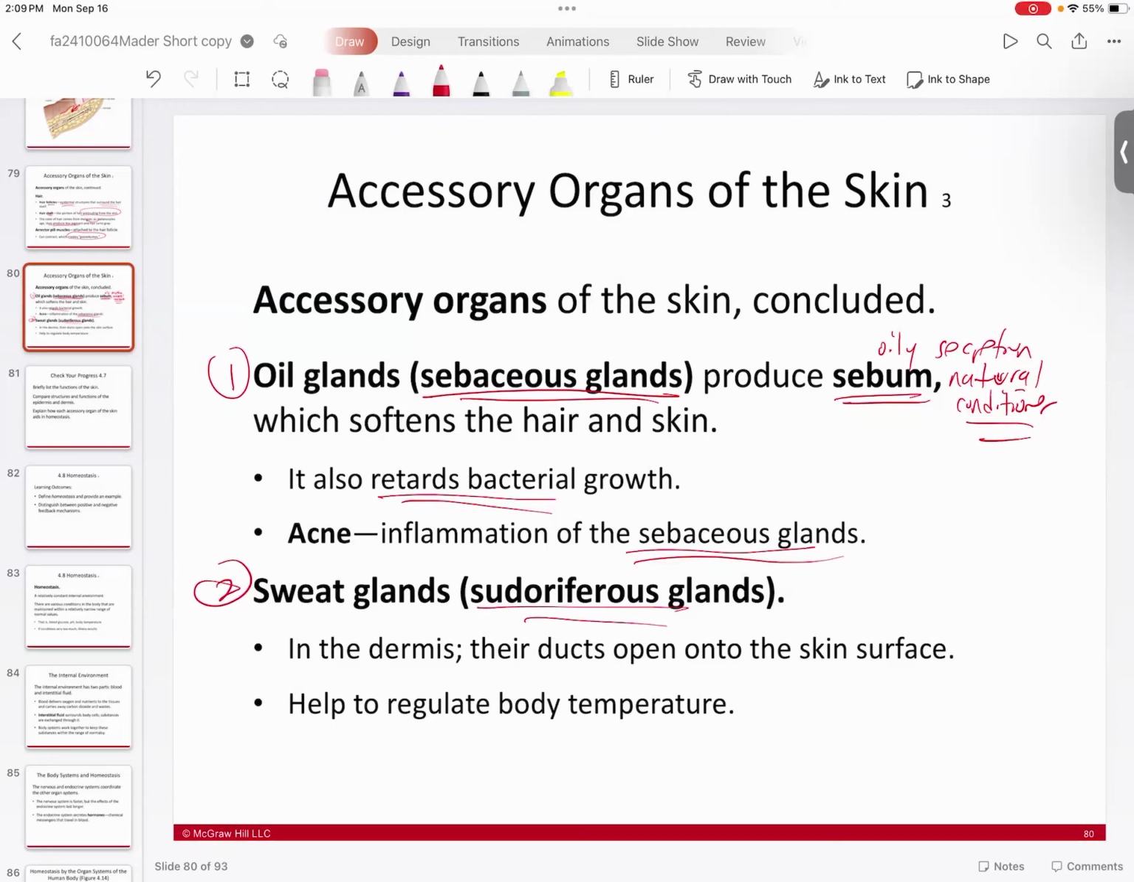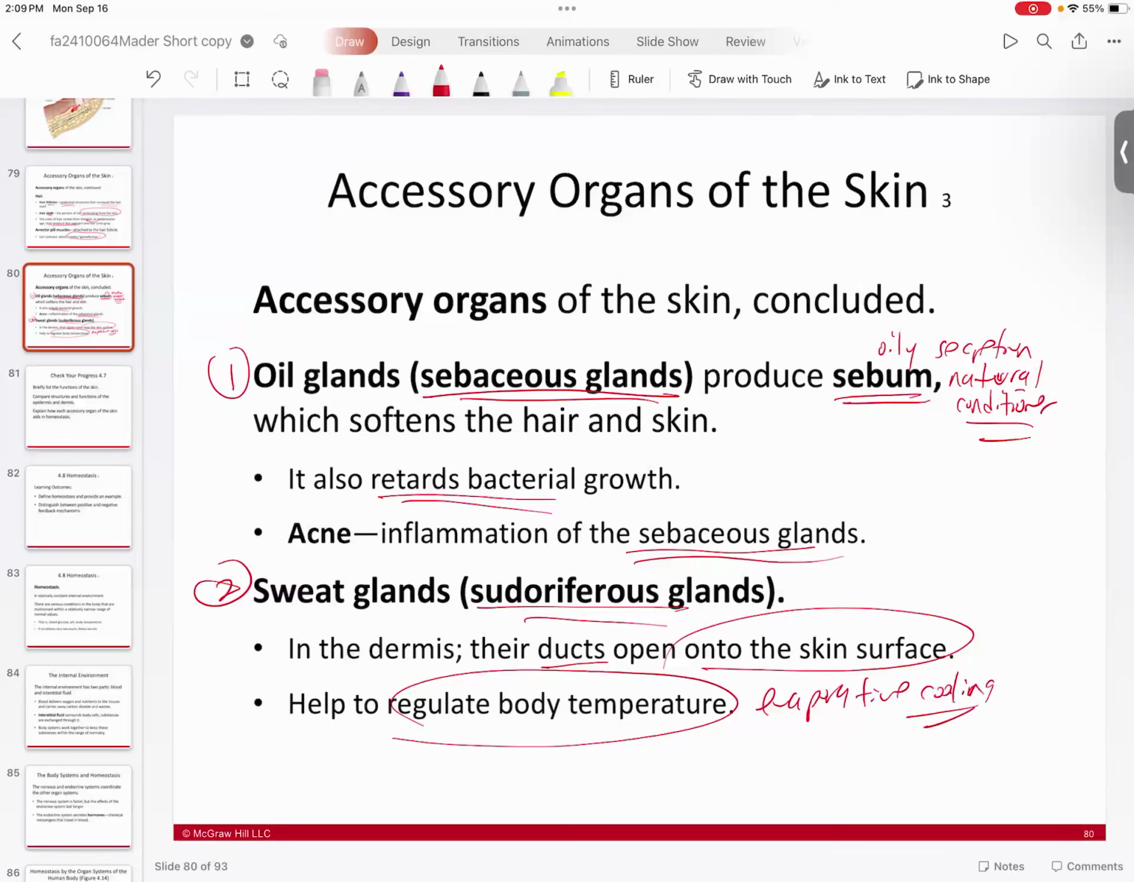So sweat glands, basically, these guys are going to be found in the dermis, and their job is to secrete sweat, which is a complex mixture, mostly watery, not oily like sebum, mostly liquidy. But they have ducts that will open up on the surface of the skin, and their main job is to regulate body temperature. This is how you cool off. This is essentially evaporative cooling.